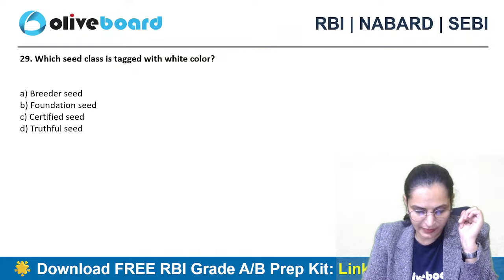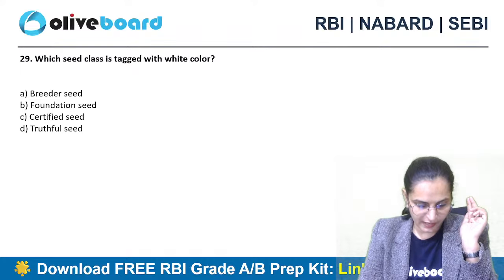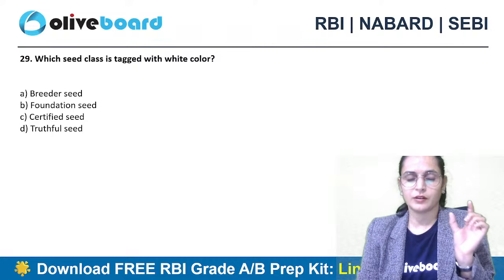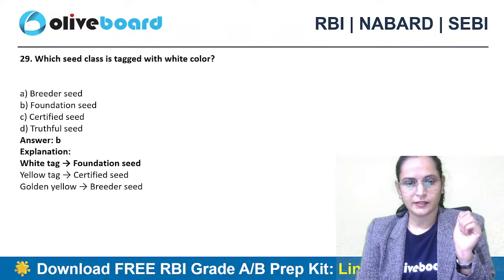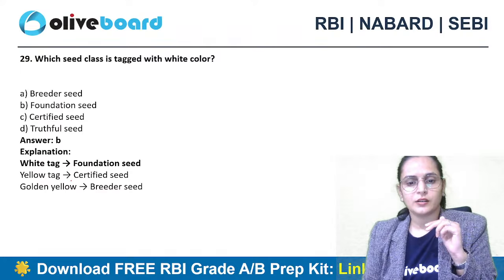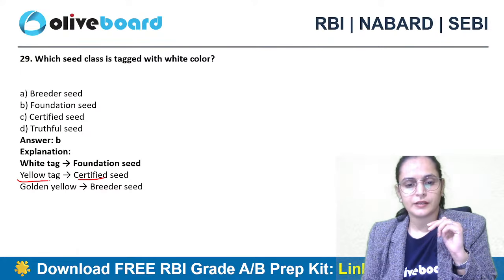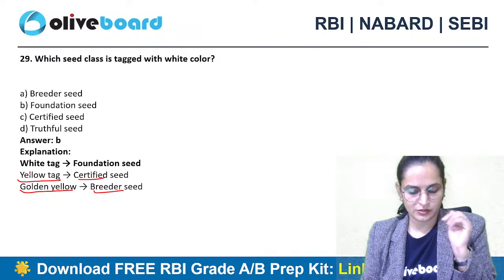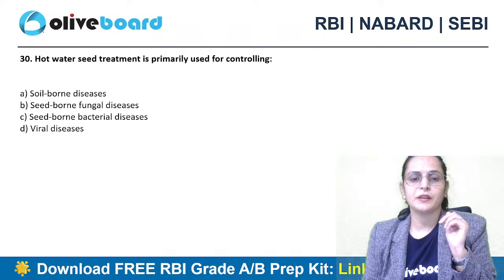Very good. B is the right answer given by most of the aspirants. Foundation seeds have a tag of white color. The tag of the certified seed is of yellow color, and the breeder seeds have a tag of golden yellow. Please mention the tags in your notes.